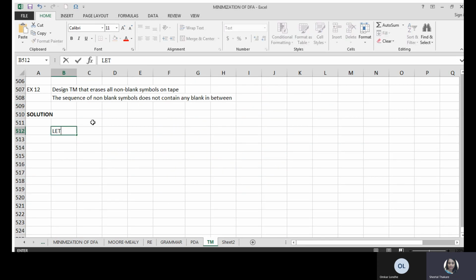let the non-blank symbols be, summation equal to, you may have 0, 1. You can have small a, small b also. Let W be any string, say 1, 0, 1, 1. So now, this is the example of input string you want to work with.